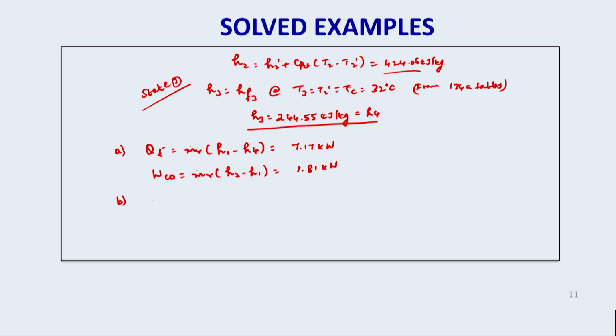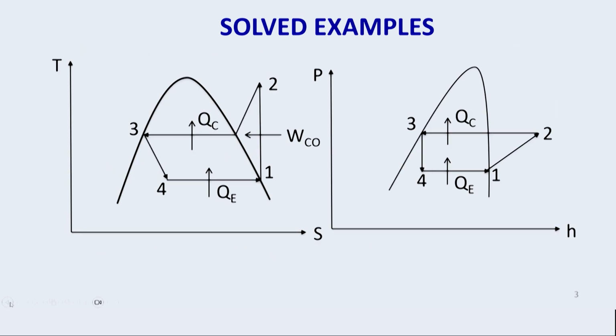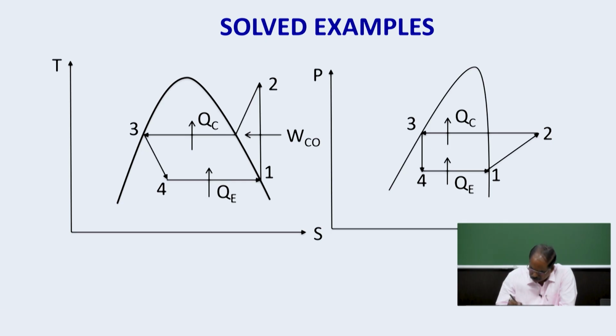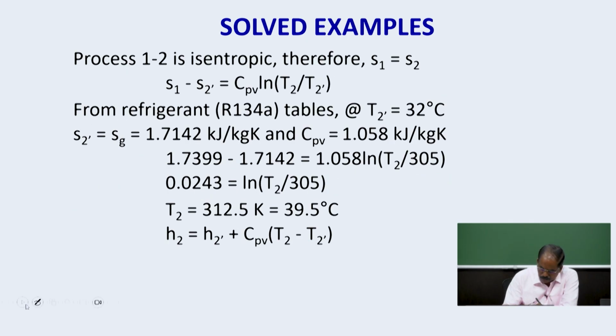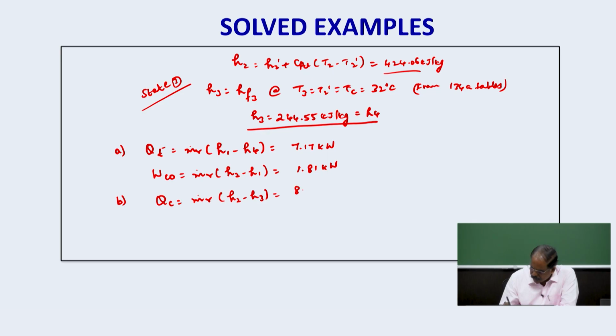The next question is to find the condenser heat load. So m dot r into, if you see the diagram, 1 to 2 is isentropic compression, and for condensation we have to take the state points from 2 to 3. This is 2 dash, which we have taken just for our reference. So it is H2 minus H3, and H3 is equal to H4. If you calculate, substituting the enthalpy values, it is 8.98 kilowatt.